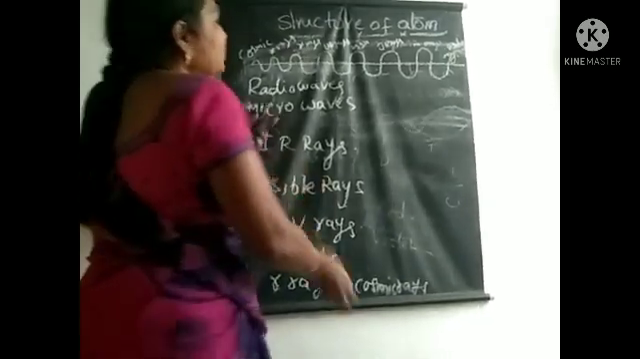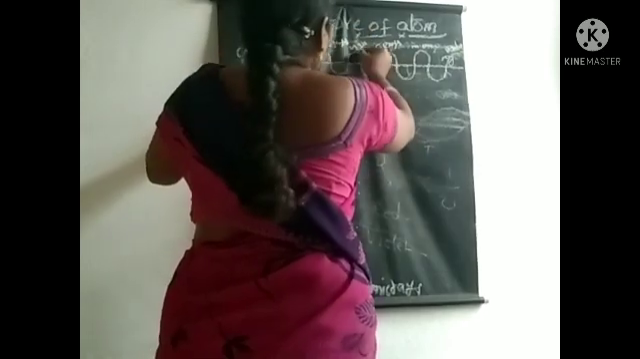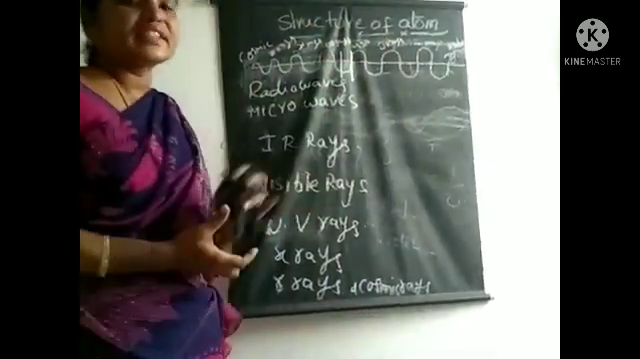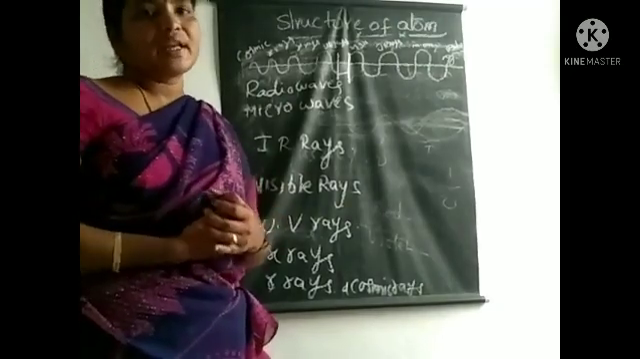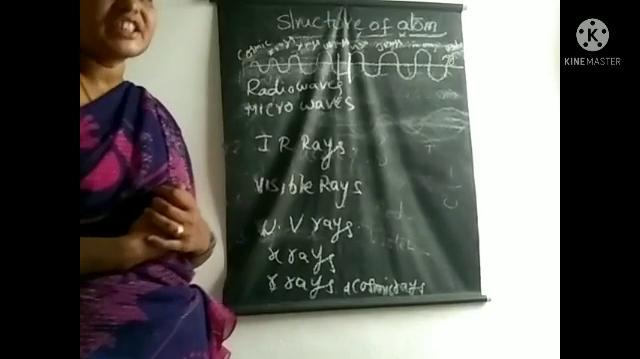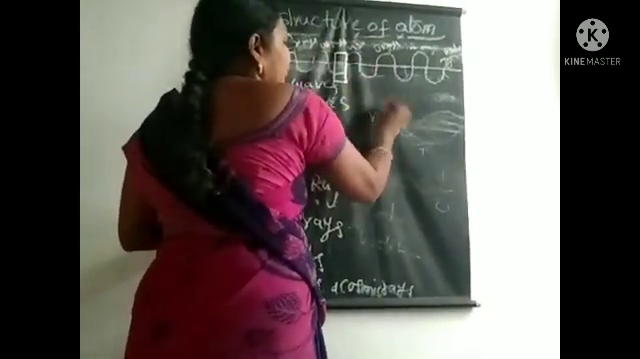Here one spectrum is there. That spectrum is visible to our eyes. That means we are able to see that spectrum. That spectrum is the visible spectrum.